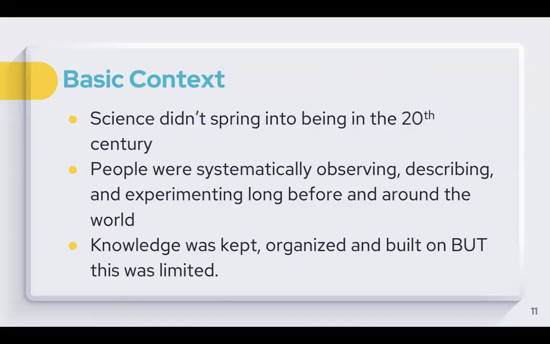Science as a discipline didn't just suddenly happen in the 20th century. Sometimes people think of it as, well, science happened recently. It wasn't really a thing before. They just listened to magic or kind of came up with weird ideas. That's really not the case. People were systematically observing and describing and experimenting even a long, long time ago, all around the world. And we have lots of cultures who kept organized and built on this knowledge as much as they could.